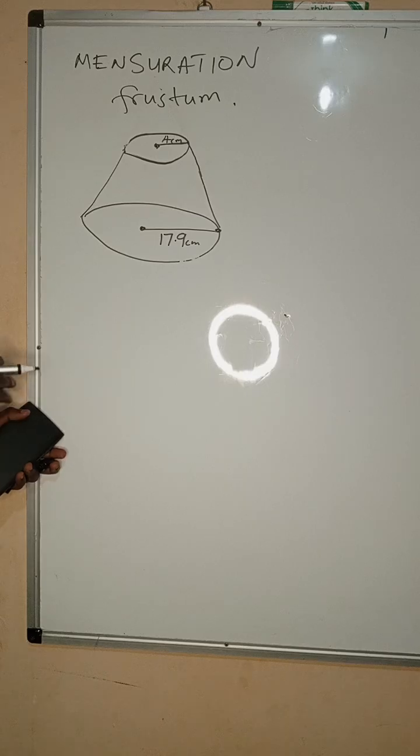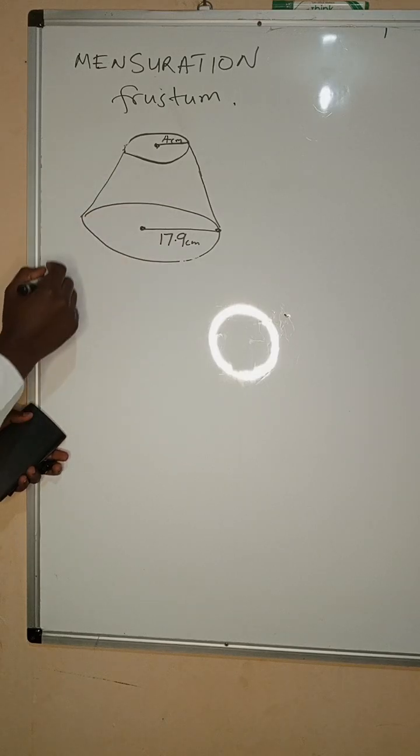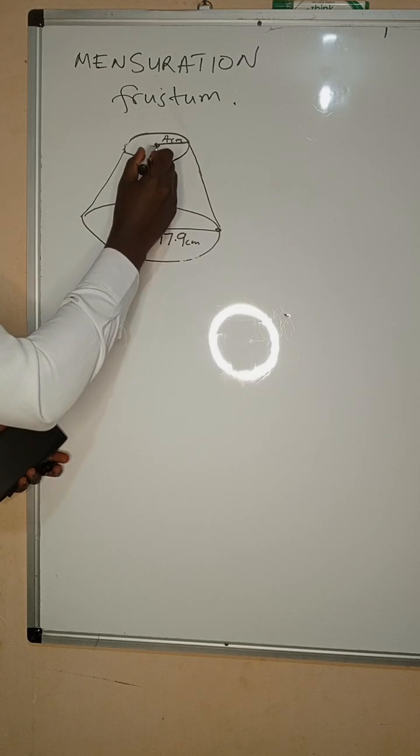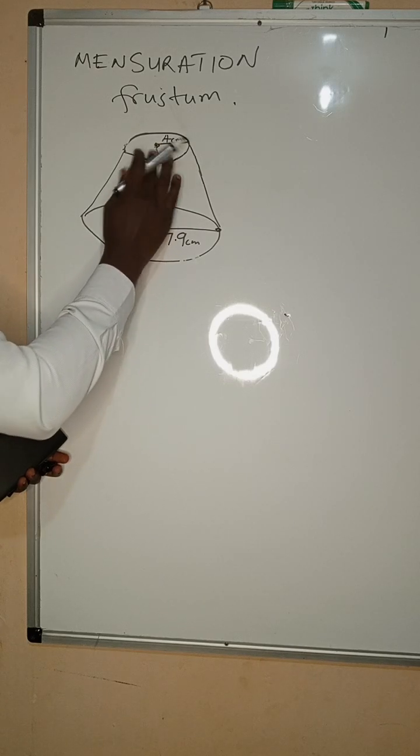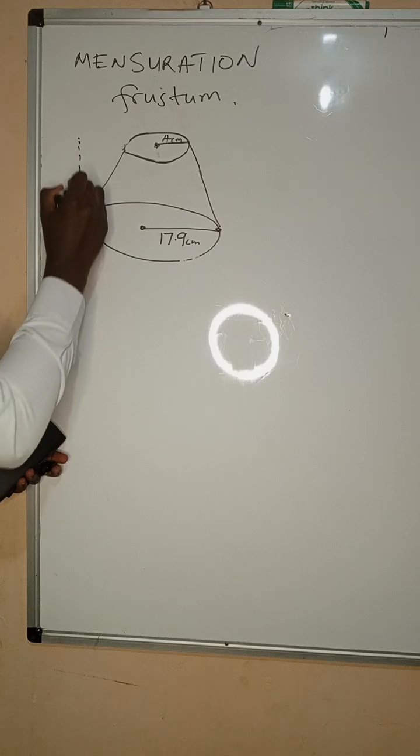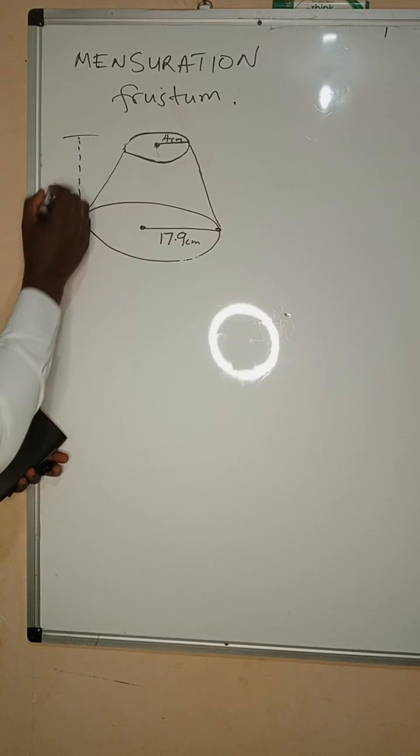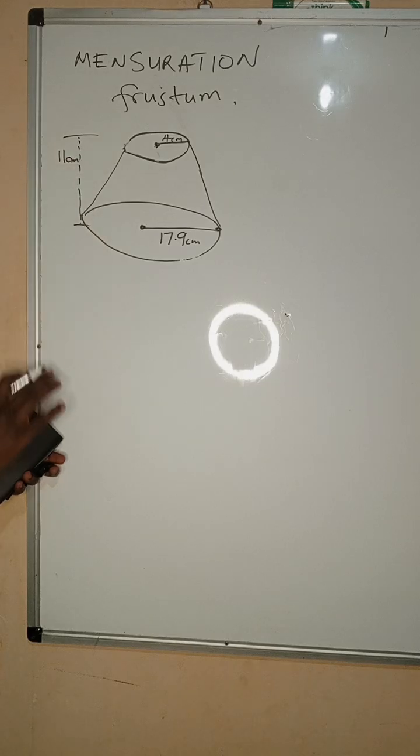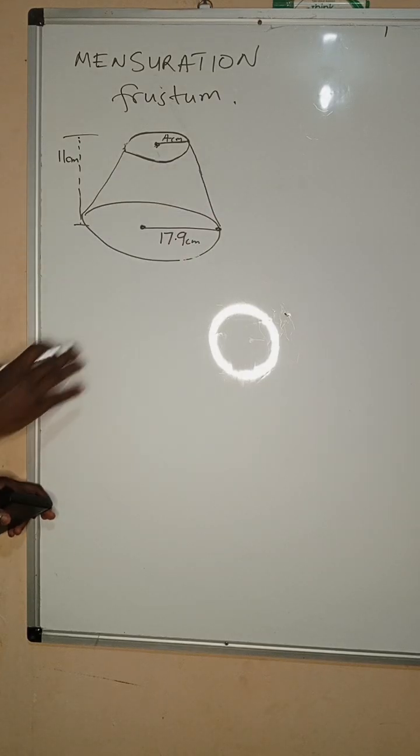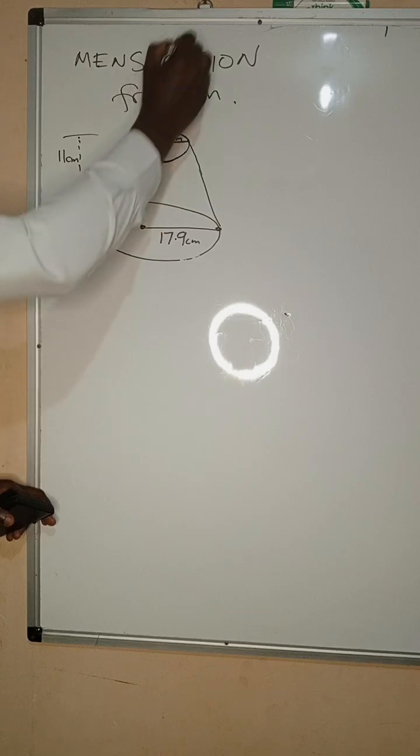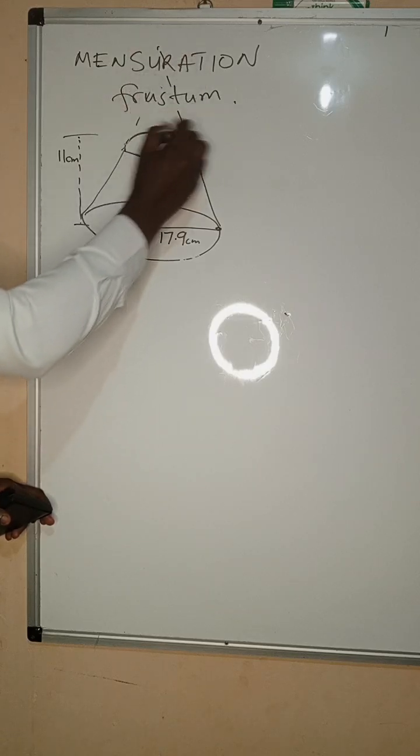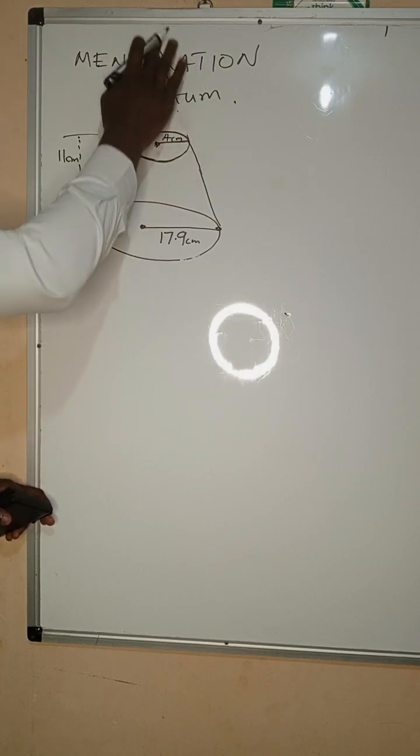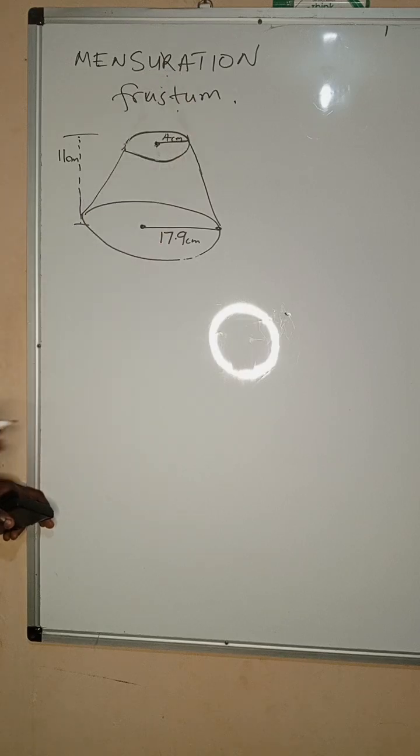In the exam, they can ask you to find the volume of the frustum. Okay? And then they can even give you the height of this cone. Let's say they can say 11 centimeters. The height of the frustum, not the cone. The cone means when it's complete. When it's complete like this, it's a cone. But now I'm talking about just the frustum. Okay? This is the way the frustum looks like.